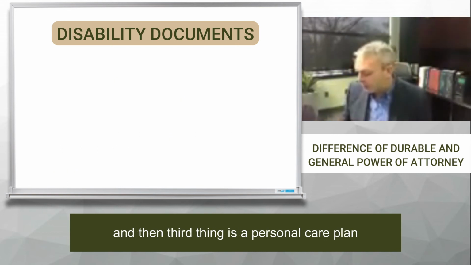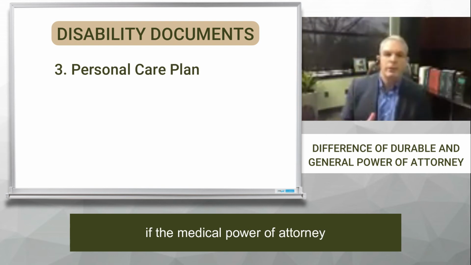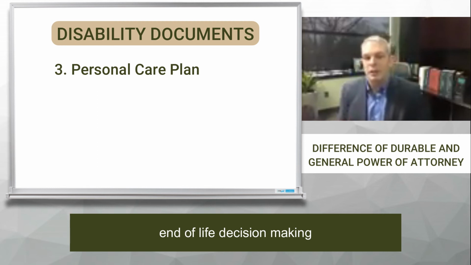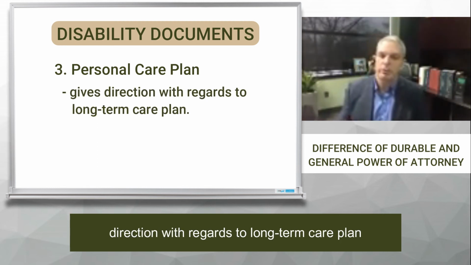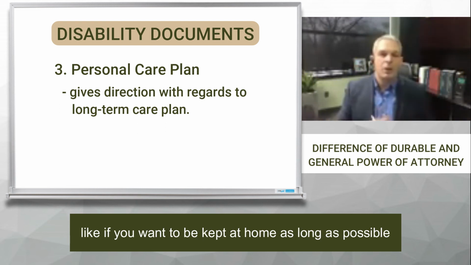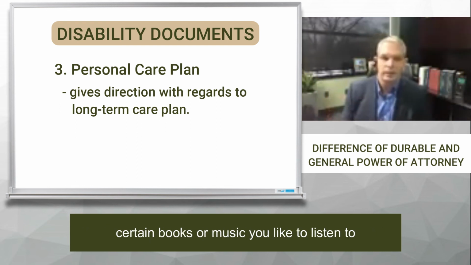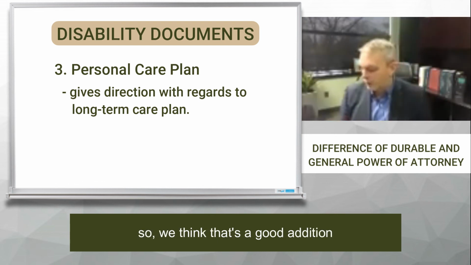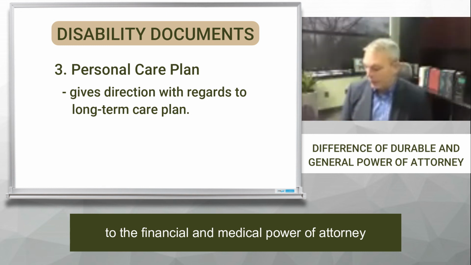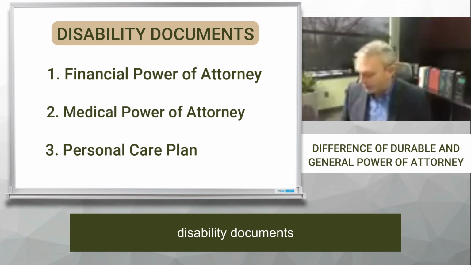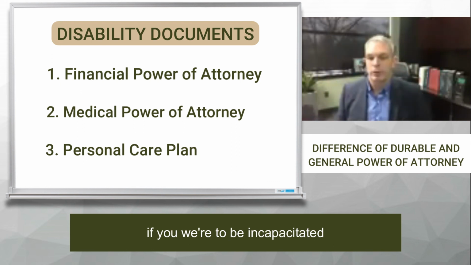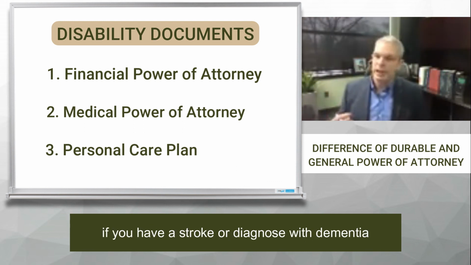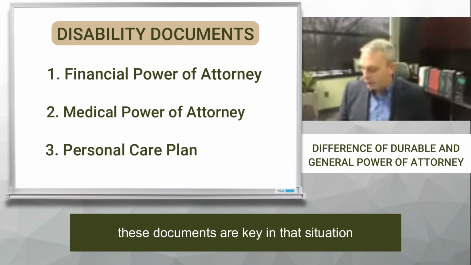And then third thing is a personal care plan. If the medical power of attorney gives guidance with regards to end-of-life decision-making, the personal care plan gives direction with regards to long-term care planning. Like, do you want to be kept at home as long as possible? Certain books or music you like to listen to, certain foods you like or don't like, certain religious preferences, and things like that. So we think that's a good addition to the financial and medical power of attorney. And collectively, we call these three things together disability documents. And really, this is your rule book if you were to get a knock on your head, if you were to be incapacitated, if you have a stroke or diagnosed with dementia. These documents are key in that situation.